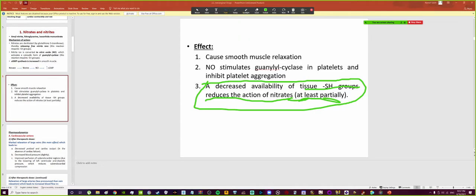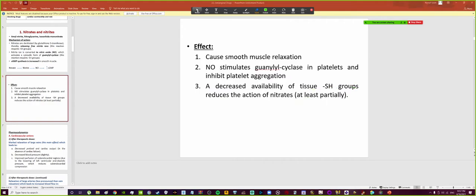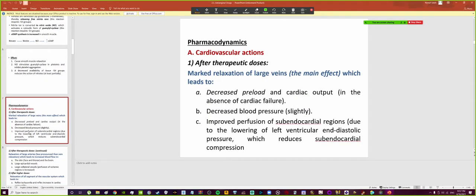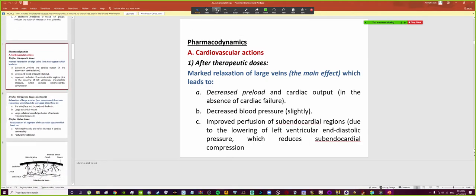We'll look into it more. So these are general effects, but let's look at the actual effects. What does it do exactly? And how does it help in angina pectoris? So we said before that all the anti-anginal drugs have in common that they decrease the oxygen demand so it can be equal to the oxygen supply. So let's look at what nitrate and nitric oxide do to the blood vessels.